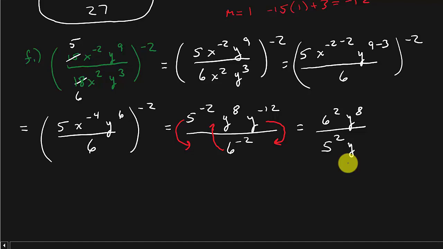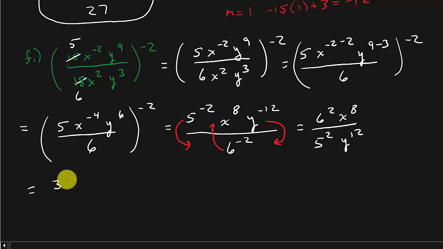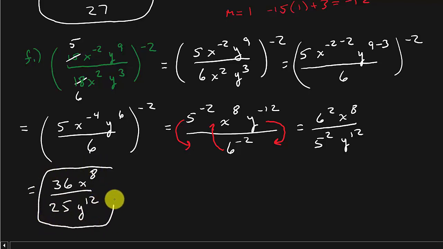Whoop, wait a minute. I'm sorry. Look what I did. That should be an x. I messed up right there. So let's erase this and do it again. All right, so the 6 to the negative 2 comes up. So that's 6 squared x to the 8th over 5 squared y to the 12th. All right? And so now that's going to give us what? 36 x to the 8th over 25 y to the 12th. And this is our answer.